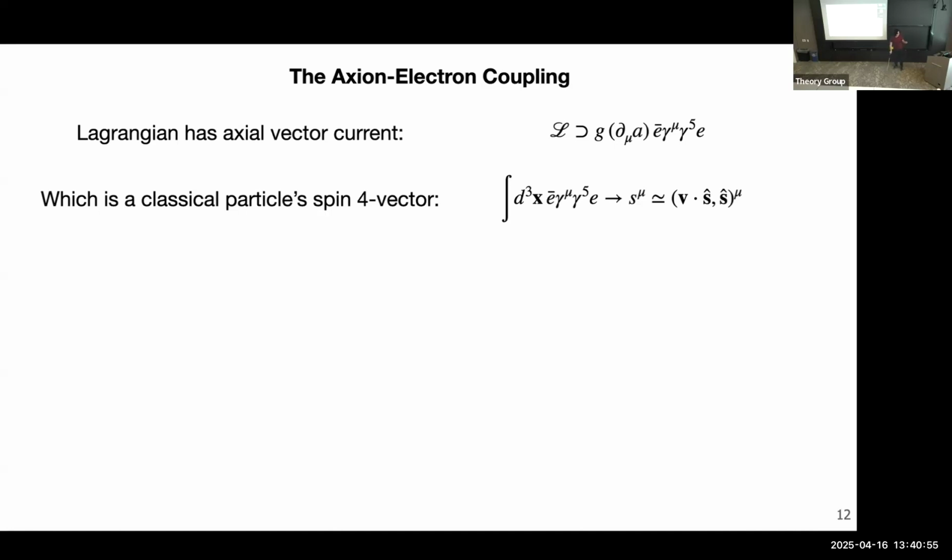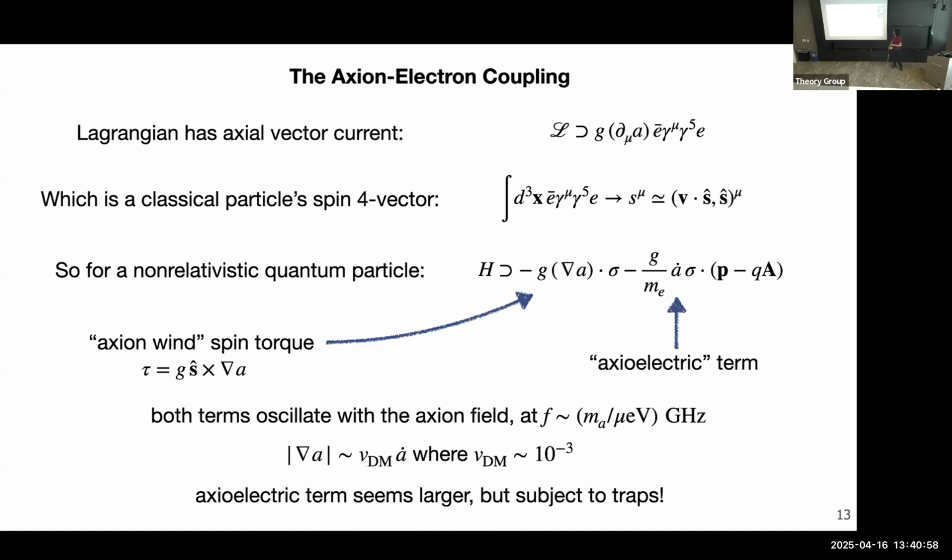That makes it easy to see what the thing actually does when you take the non-relativistic limit for a single quantum particle. When you have this reduction, you plug this in, and then you expand out, take the sum. Then this is the Hamiltonian you get: a Hamiltonian that has a spatial gradient of the axion field times the spin of the electron.